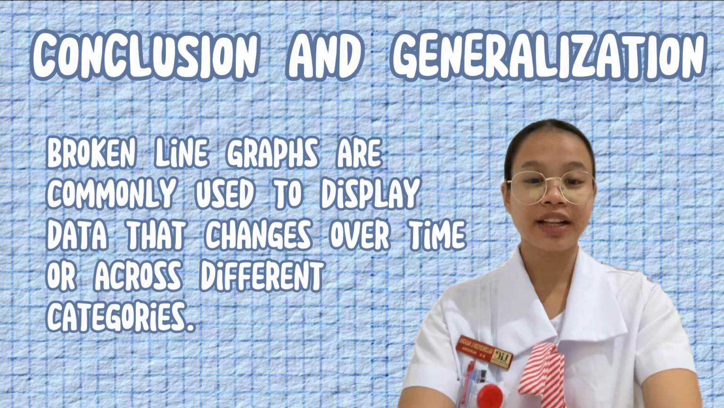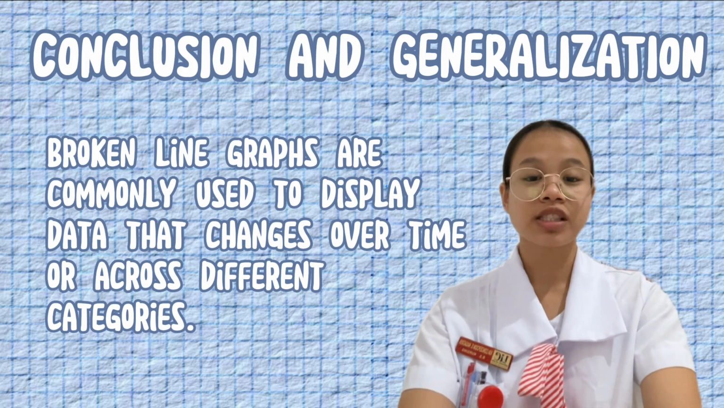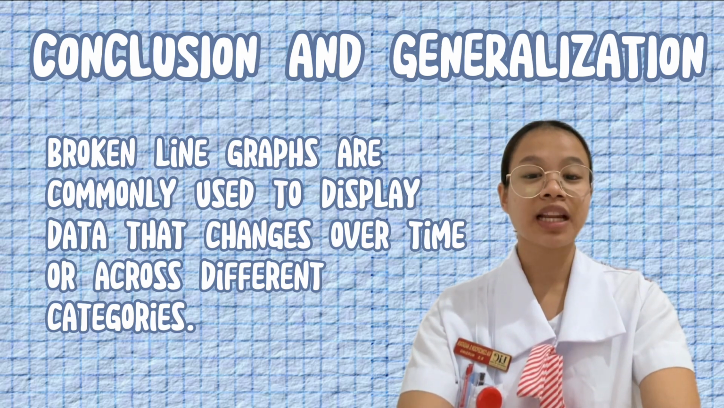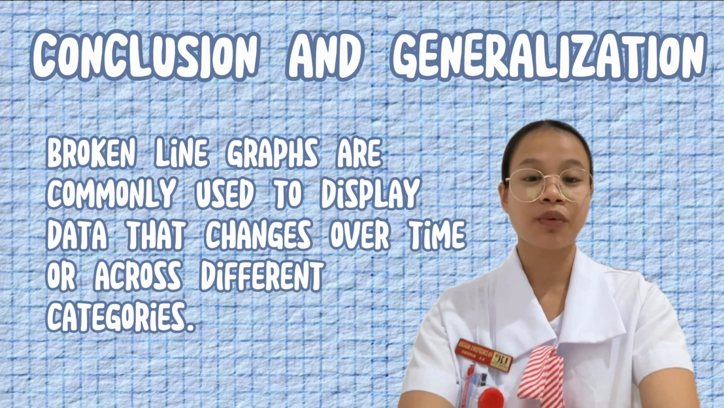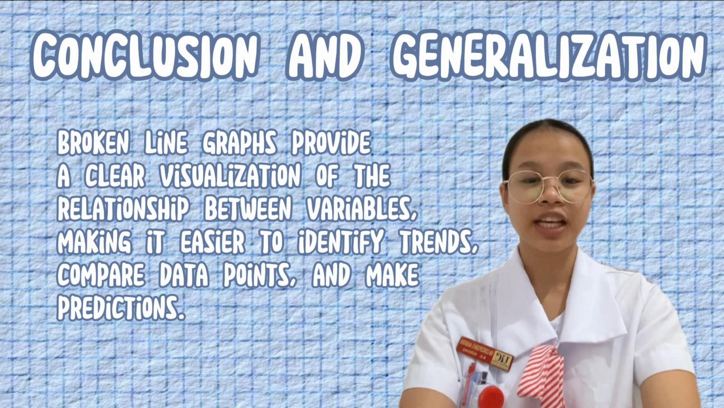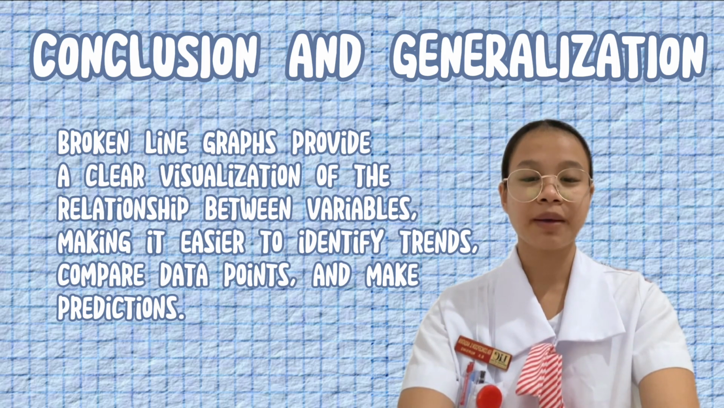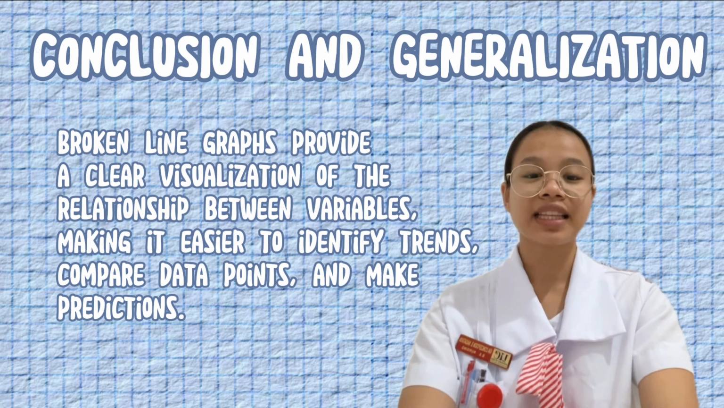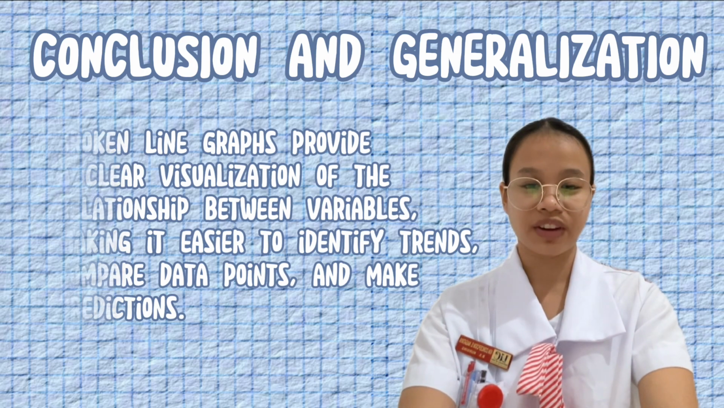Second, broken line graphs are commonly used to display data that changes over time or across different categories. They are especially helpful in illustrating datasets with irregular or non-continuous values. Third, broken line graphs provide a clear visualization of the relationship between variables, making it easier to identify trends, compare data points, and make predictions. Additionally, they allow for the inclusion of multiple data series on a single graph, facilitating comparison and highlighting differences.